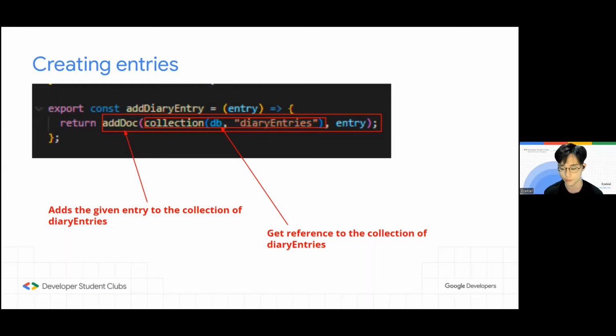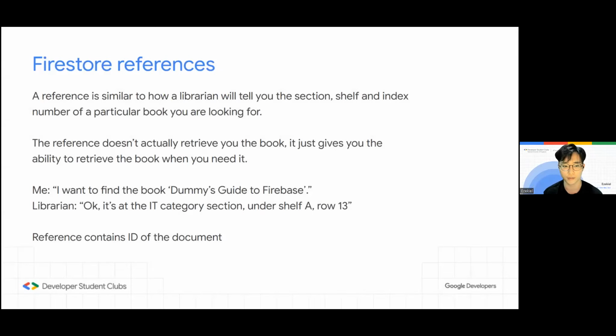Okay, so I used the keyword reference here, right? So what exactly is a reference? A reference is similar to how a librarian will tell you the section, shelf, and index number of a particular book you're looking for. So when I say I get a reference from Firestore, I don't actually have the object with me right now. I just have the ability to tell Firebase that I want this document when I need it.